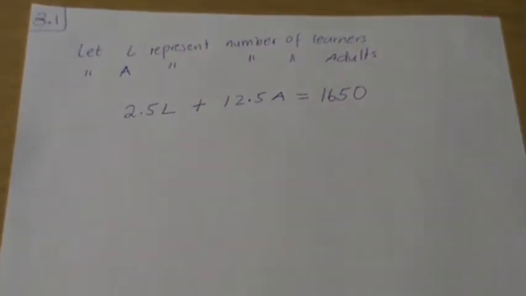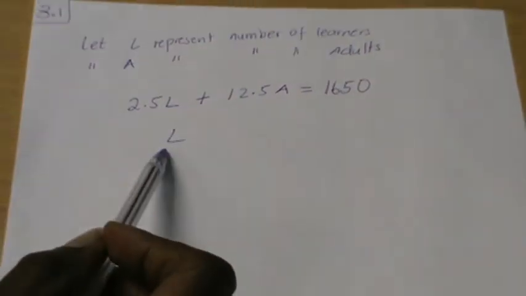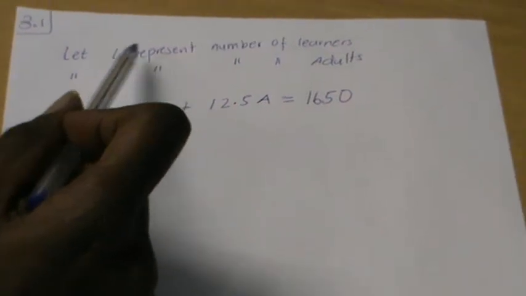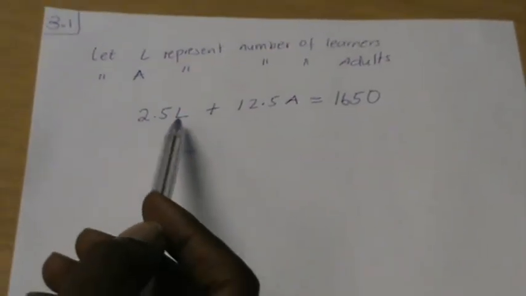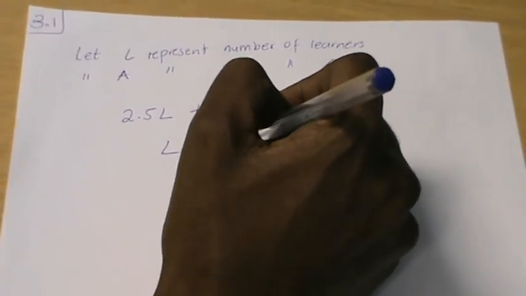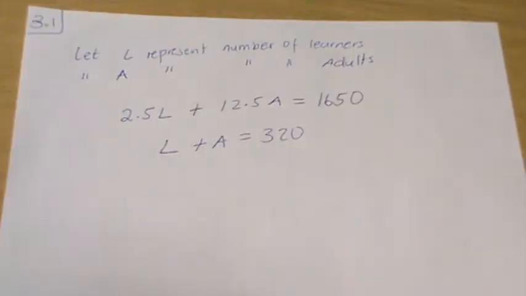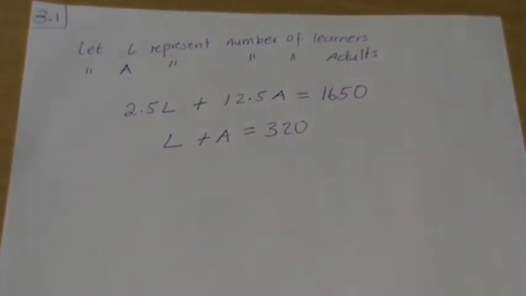Now, we're also told that the total number of people who attended was 320. So when I add all the learners, remember L represents the number of learners, and then I add all the adults, this should all equal 320. Now, I'm sure you can see I have a simultaneous equation that I must solve.